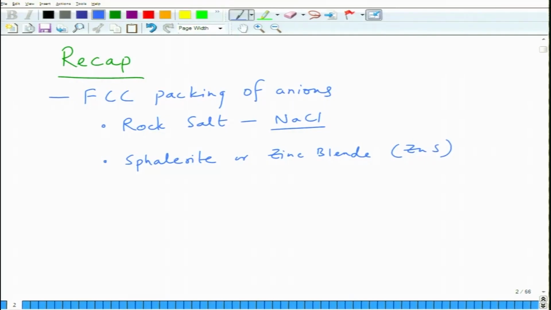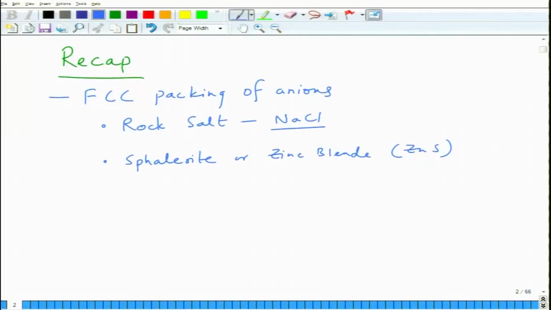In case of NaCl, the FCC lattice of sodium is shifted by a vector half 0 0 with respect to the chlorine lattice, whereas in zinc sulfide the FCC lattice made by zinc is shifted by a vector 1/4, 1/4, 1/4 with respect to the sulfur lattice. And then we started discussing the fluorite structure.